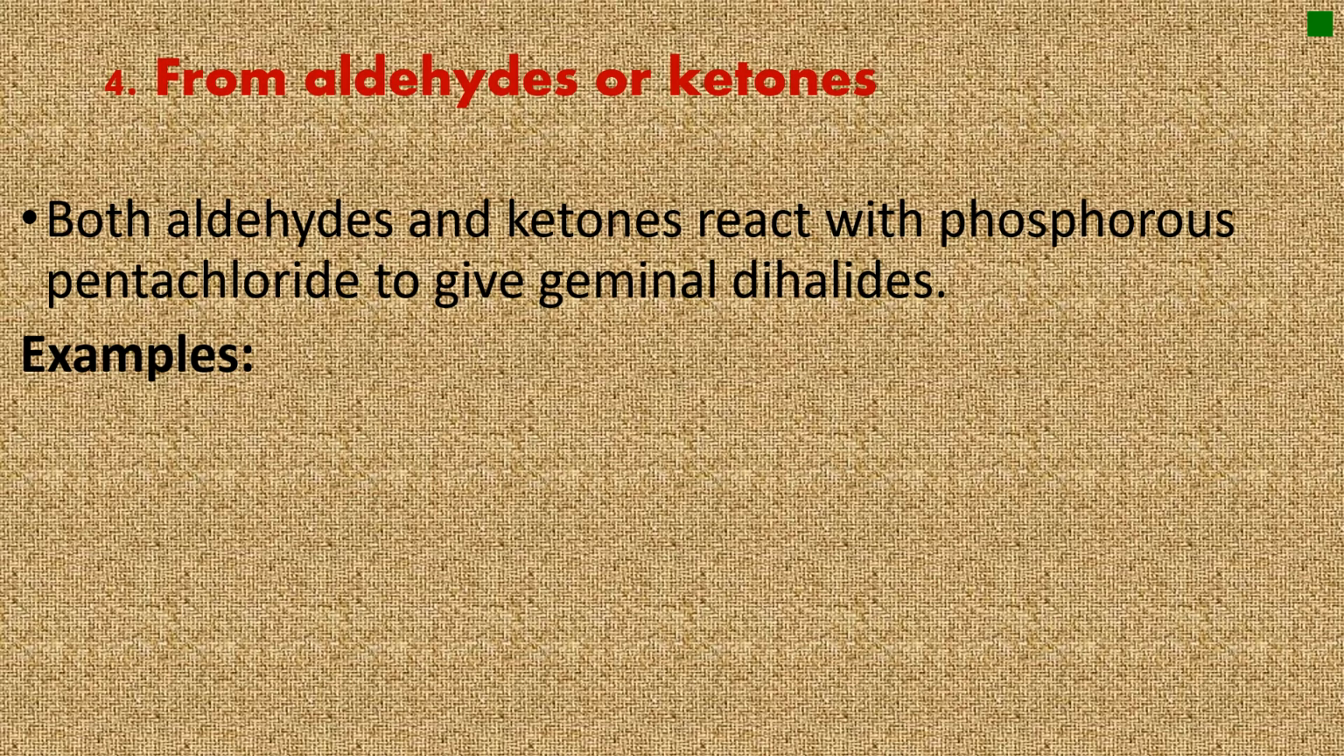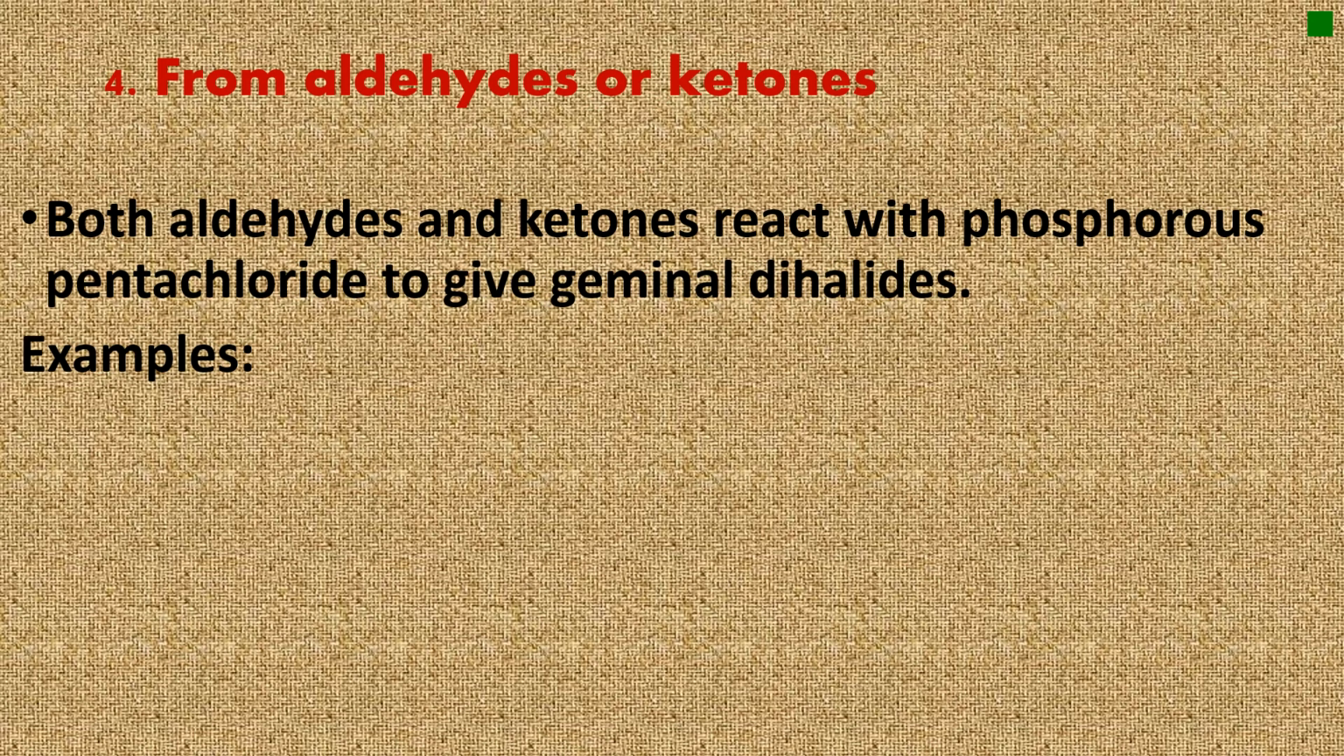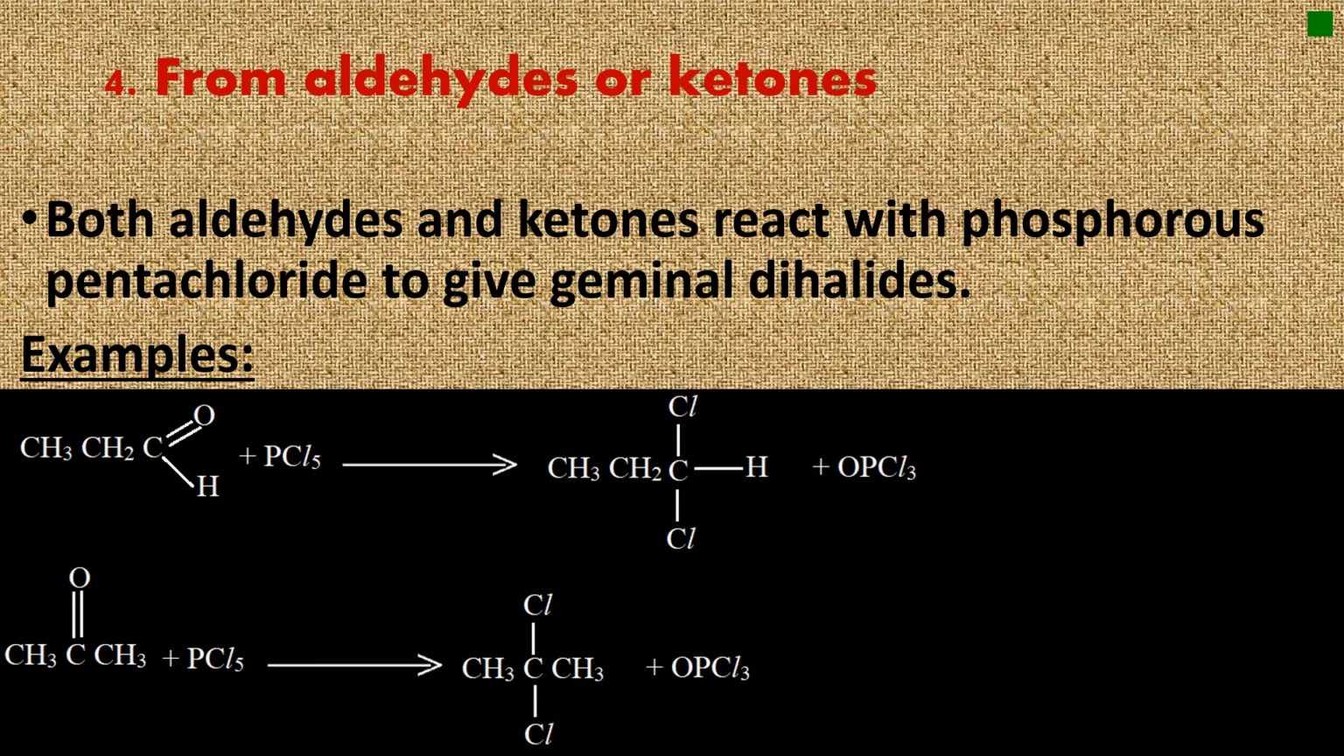The fourth reaction is preparation of alkyl halides from aldehydes or ketones. Both aldehydes and ketones react with phosphorus pentachloride to give geminal halides. Examples. Here we have propanal, which is an aldehyde, reacting with phosphorus pentachloride to give dichloropropane, and we have acetone, which reacts with phosphorus pentachloride to give dichloropropane. The only difference between the two products is that one is 1,1-dichloropropane, and the other is 2,2-dichloropropane.